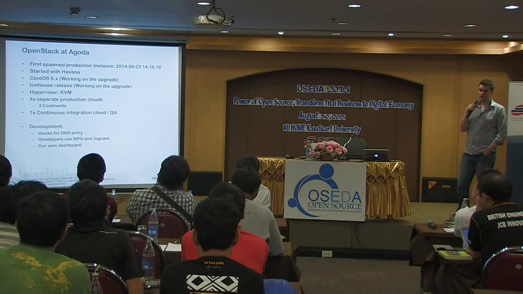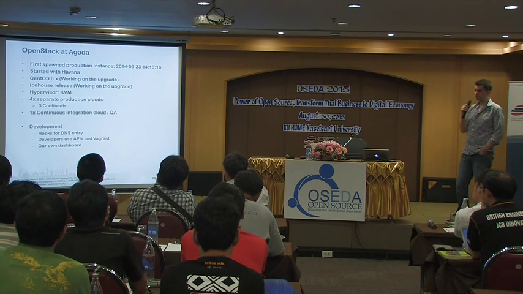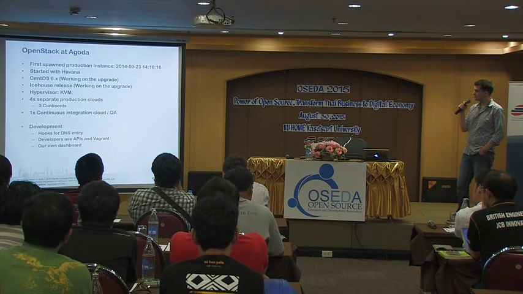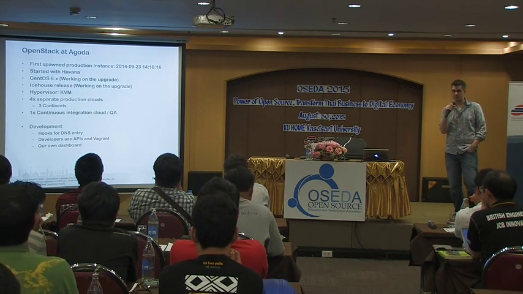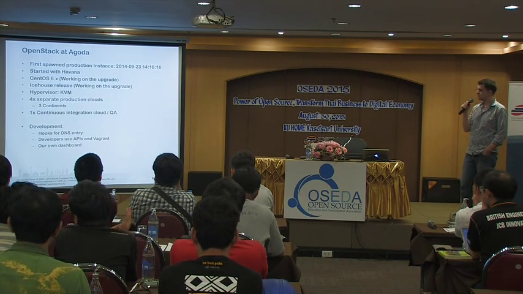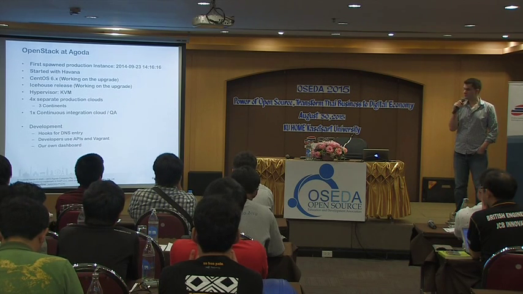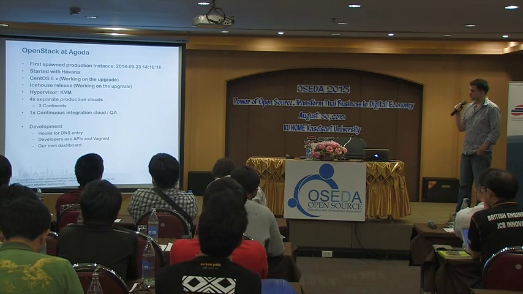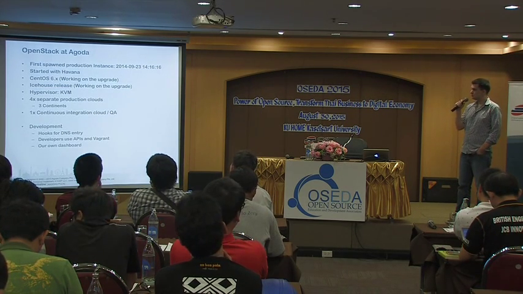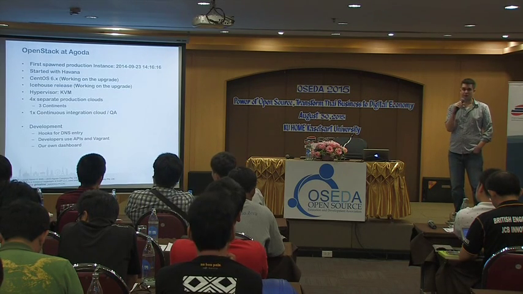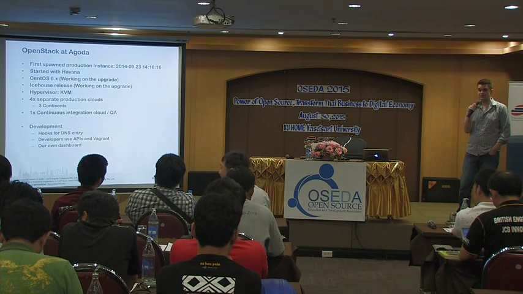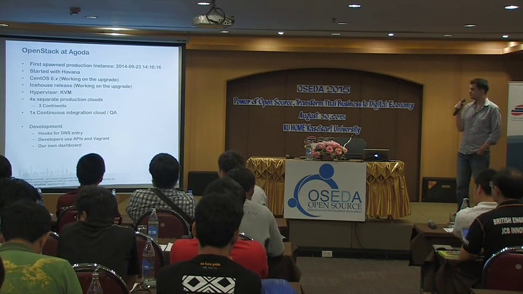We have 4 separate clouds in 3 continents, so people who use our OpenStack setup can choose the continent. And we have 1 continuous integration cloud and 4 QA. So when QA want to test some new applications, they have their cloud and can spawn instances. We also do development against the OpenStack APIs. We use hooks for DNS entries. So when you spawn your VM, the DNS entry is automatically created. When you delete the VM, the DNS entry gets deleted. Basic stuff, but it's not included.